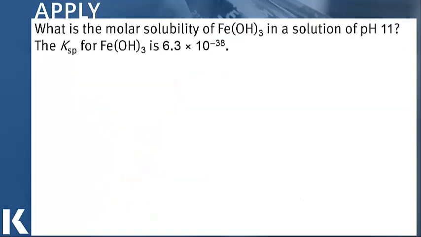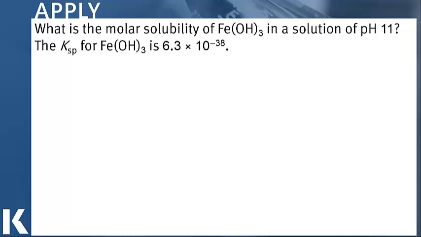Let's try a second problem. What is the molar solubility of iron(III) hydroxide in a solution of pH 11? The Ksp for iron(III) hydroxide is 6.3 times 10 to the negative 38.